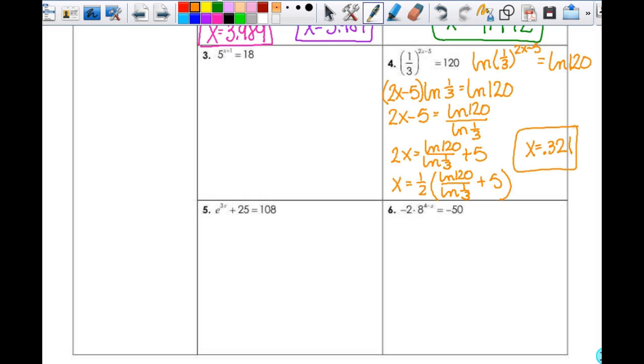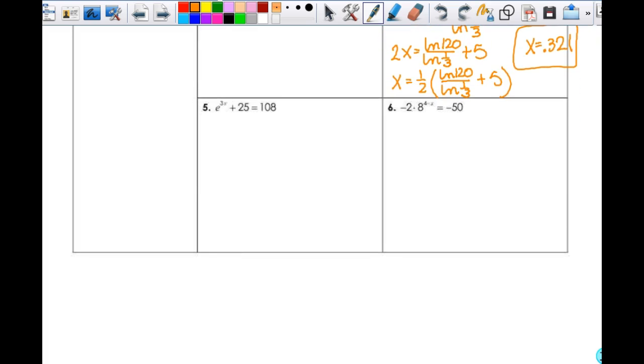All right. So now let's look at number 5. Can I start by taking the log of both sides right now? No, I don't have this isolated. I have to move the 25, which means I've got e to the 3x power equals 83. See how to kind of process through it that way? That's one way to think about it, but the answer is 83.